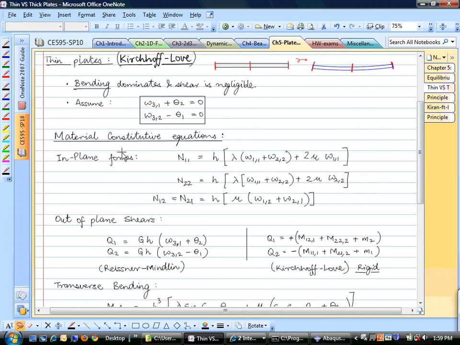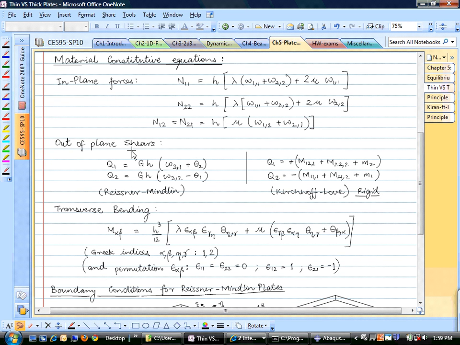So the material constitutive equations for the in-plane forces, we are trying to express all the in-plane forces in terms of displacements. W1, W2, all the W are the displacements. Similarly, out-of-plane shear, those are Q1 and Q2. And if you go back to the previous page and take a look at what these N1, N2, and all these things are. What are these Q1s? So once again, these are in-plane forces.